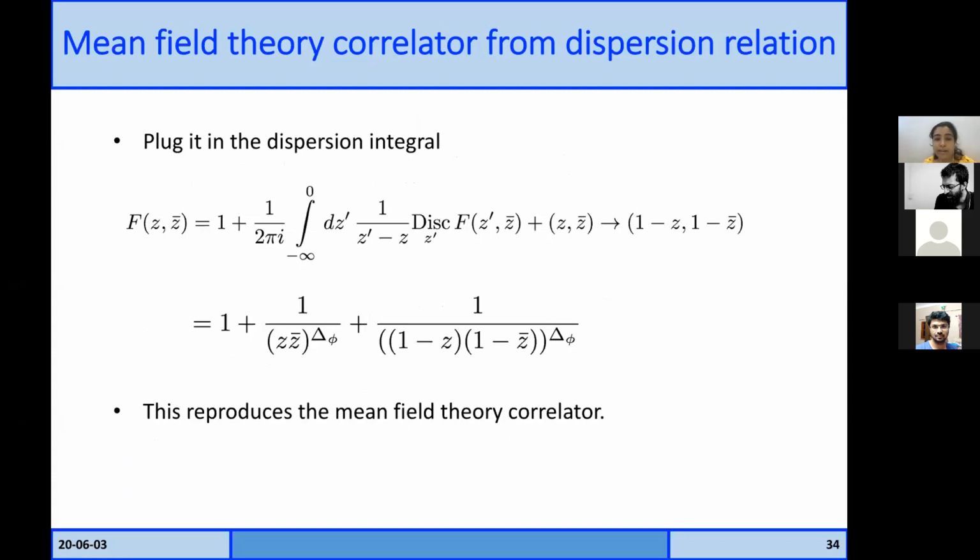So if you plug it in the dispersion relation, you end up getting this integral. This is what we computed, and from crossing, this is what we have. So this is basically the discontinuity which is coming from the hypergeometric function, but we didn't compute it directly. So as you see, this reproduces the mean field theory correlator nicely.